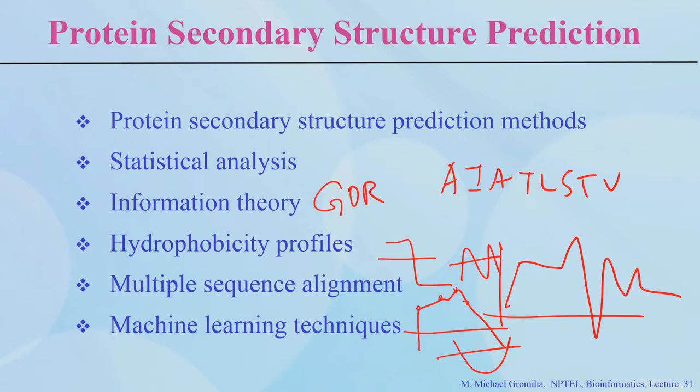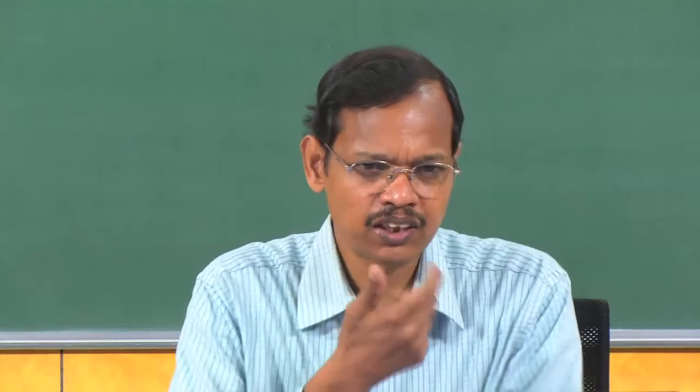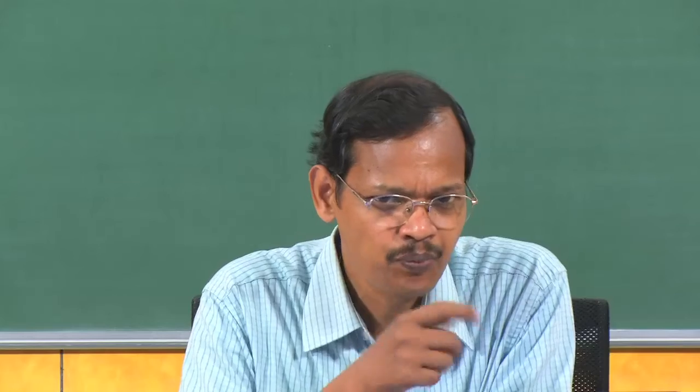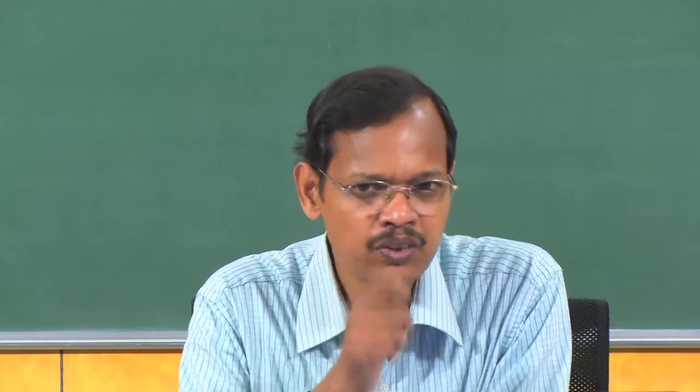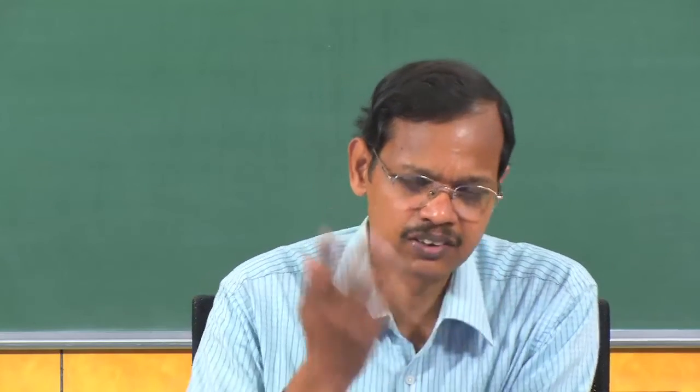Then we also use the weighted average, the window length average of 8 residues or 4 residues, and see the peak, and that probably nucleates a helix or strand, right. You can use various methods to get these profiles.